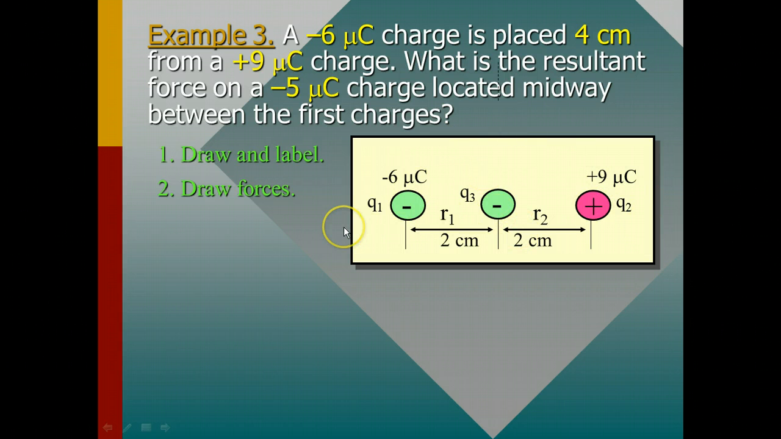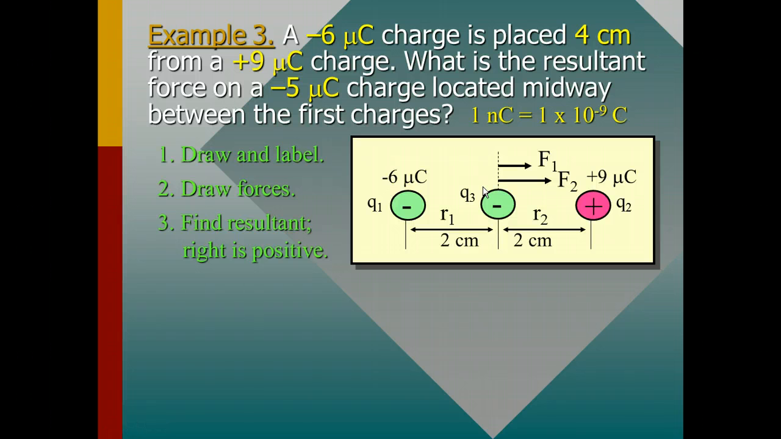So next is going to be to draw the forces. We have a force from object 1 that's pushing the -5 microcoulomb charge to the right, and we have a force from object 2 that's pulling it to the right. So both of our forces pull to the right. Remember, because we're just asking about the resultant force on the -5 microcoulomb charge, I don't care about the fact that Q1 is pulled to the right from Q2, or that Q2 is pulled to the left from Q1. I don't even care about the fact that Q2 is pulled to the left from Q3. I just care about the resulting forces on Q3.